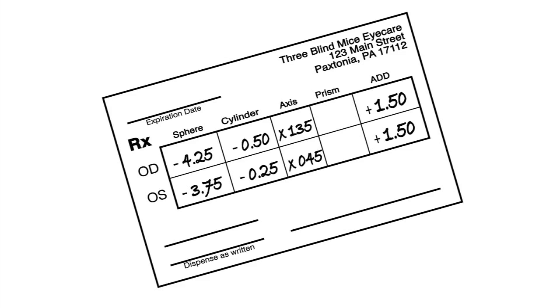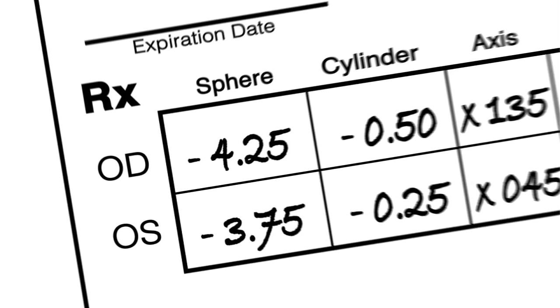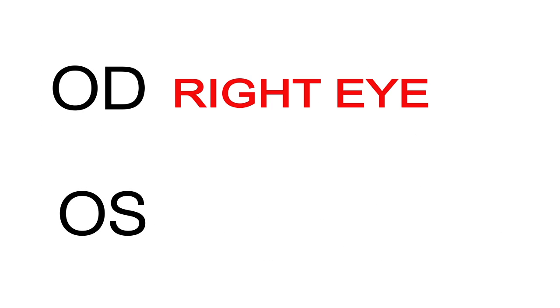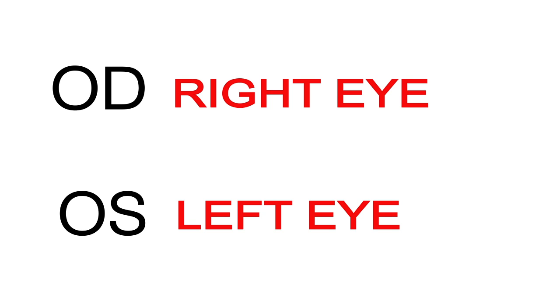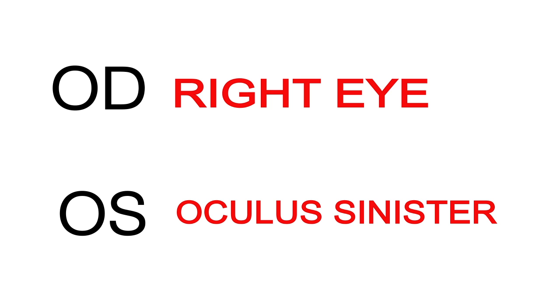Okay, so you just got back from the eye doctor's and you got this piece of paper with numbers all over. What does it mean about your vision? Well, the first thing is you see OD and OS there. That just means your right eye and your left eye. In fact, the OS stands for oculus sinister, so I guess if you're left-handed, you're sinister.